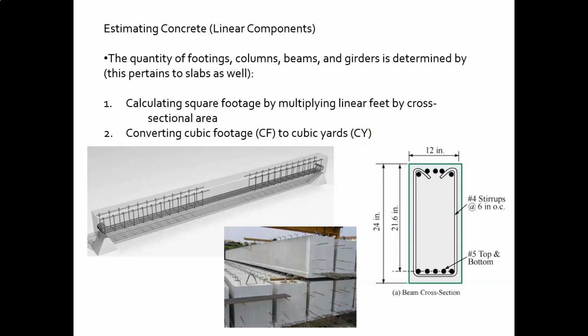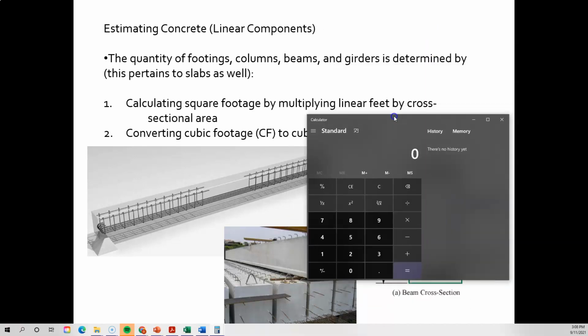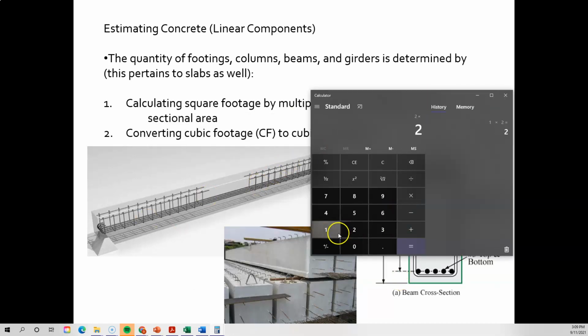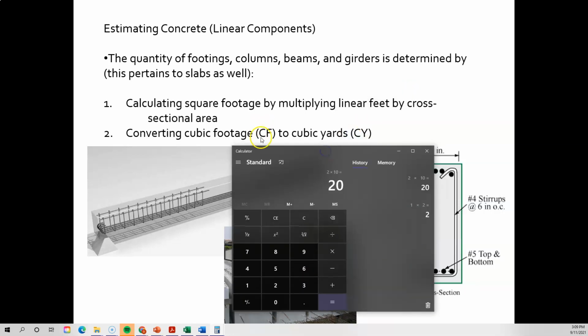So I could just actually bring up the calculator really quickly. Here's my handy calculator. So 1 foot times 2 feet is 2, obviously. And then we said times 10 feet. And now we have 20 cubic feet, and to get the cubic yards, we would divide that by 27. So this is 0.74 cubic yards, and we typically work to 2 decimal places.